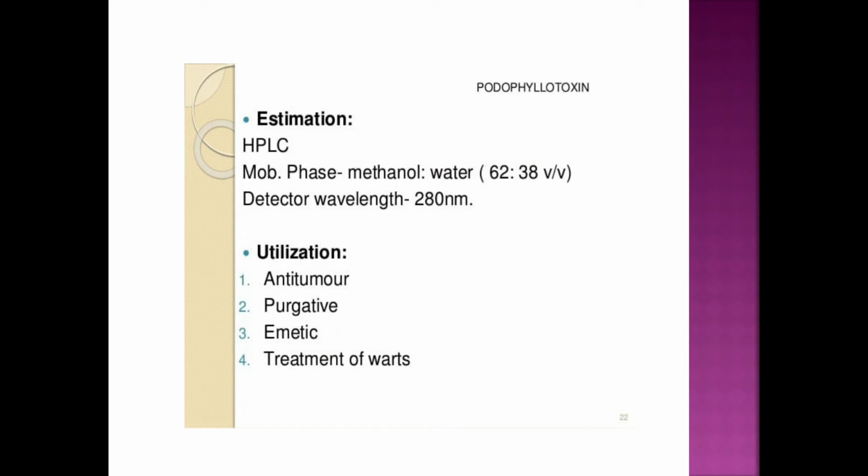Estimation is done by HPLC, in which the mobile phase is methanol to water in 62 to 38 volume by volume. The detector wavelength is 280 nanometer. Then utilization: it is used as an anti-tumor agent. It is also used as a purgative, emetic, and in the treatment of warts.